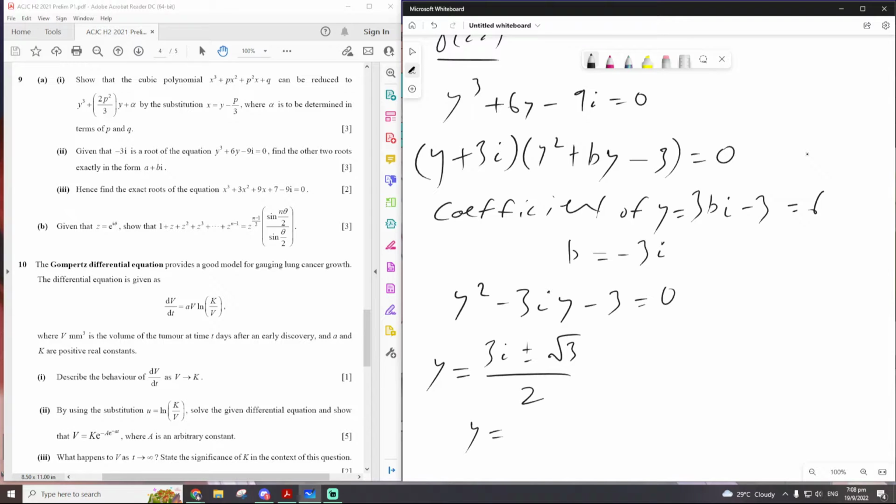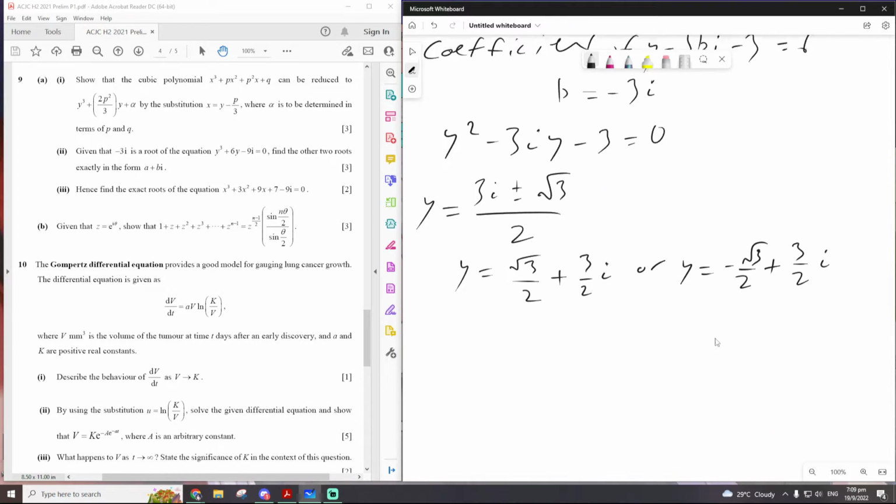So y equals, that's it. y is in the form a plus bi, right? So root 3 over 2 plus 3 over 2i, or y equals negative root 3 over 2 plus 3 over 2i. Okay? Yeah.